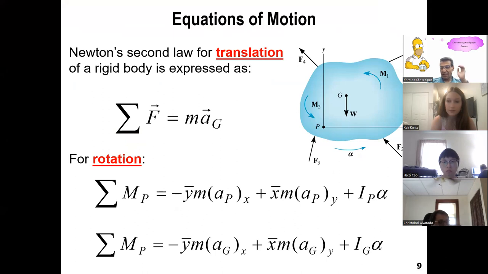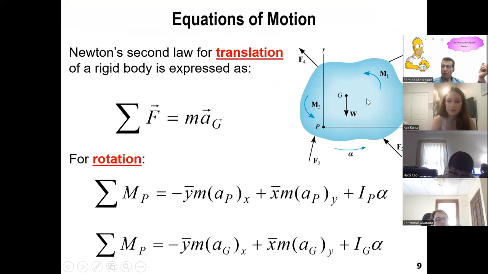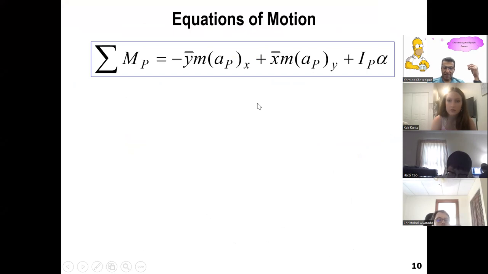This equation is a little bit, I'm going to say, ugly, right? It has a lot of terms. The point P is an arbitrary point that you have some information about, so you can pick that point. Or you can pick point G, which is always a point of interest. The question is, can I simplify this? In the general case, this is what it is, but we have some special cases where this becomes simplified.